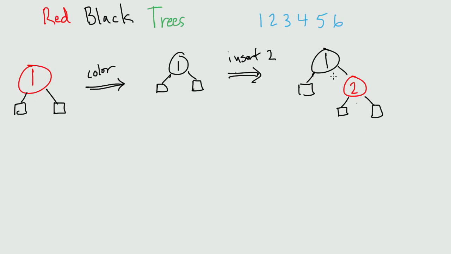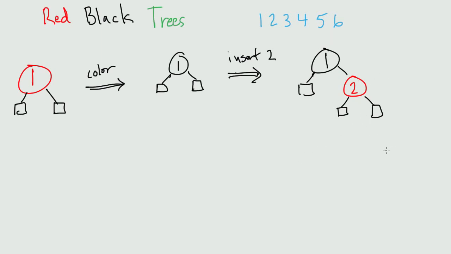Okay, we have no violations, right? Our black height is still good, and that is from any node down to a leaf node. We have the same number of black nodes through every path from that one node. So we've got 2 here, 2, and 2, and we're good.